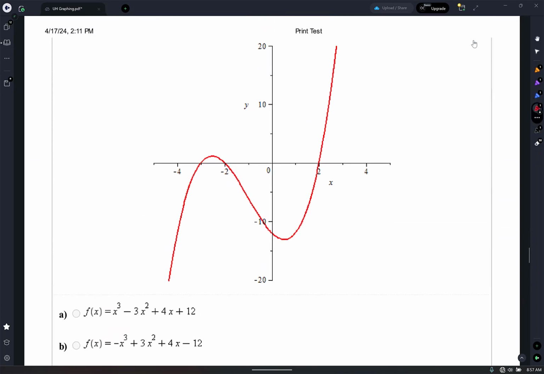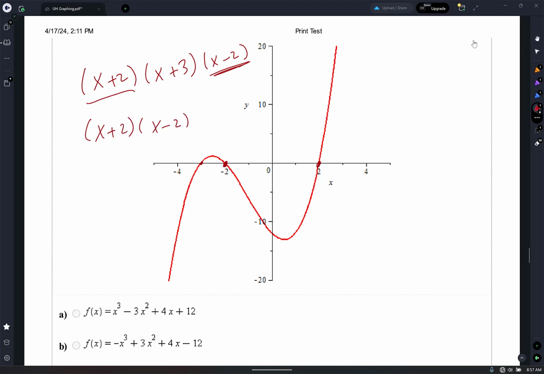Find your zeros. It looks like I have a 0 at negative 2, so x plus 2. It looks like I have another 0 at negative 3, so x plus 3, sorry. And another 0 at 2, so x minus 2. All right, first thing I would do, I see x plus 2 and x minus 2. When I multiply that, those are the difference of squares. So I'm going to write it like this: (x plus 2)(x minus 2).